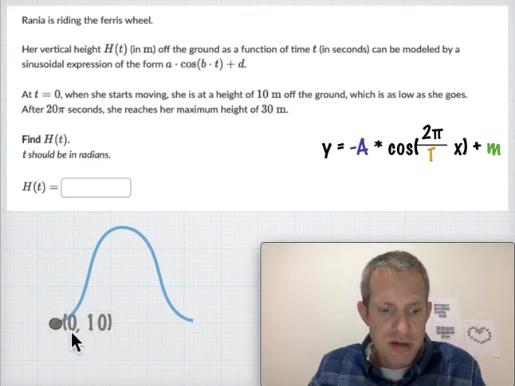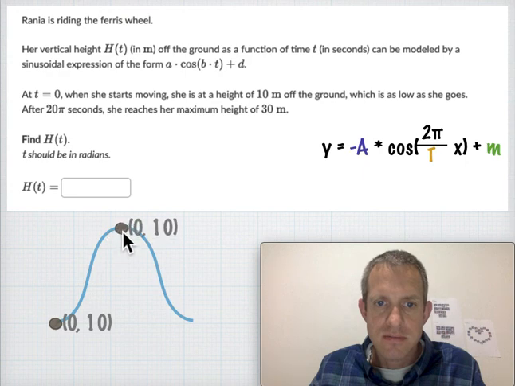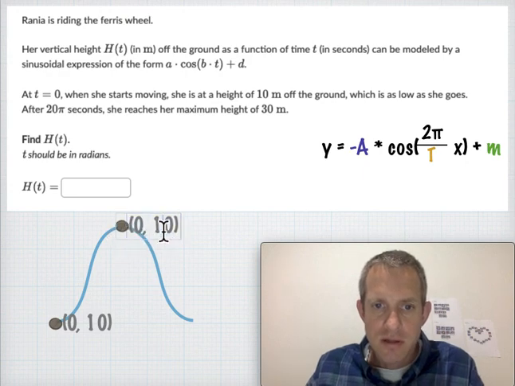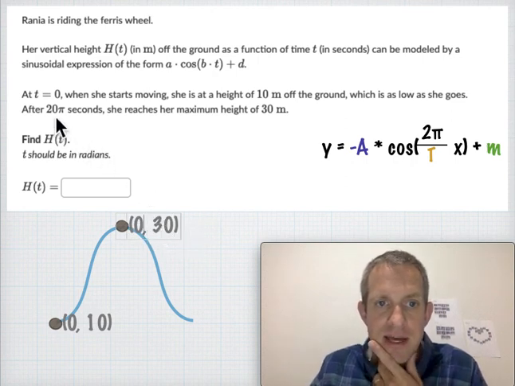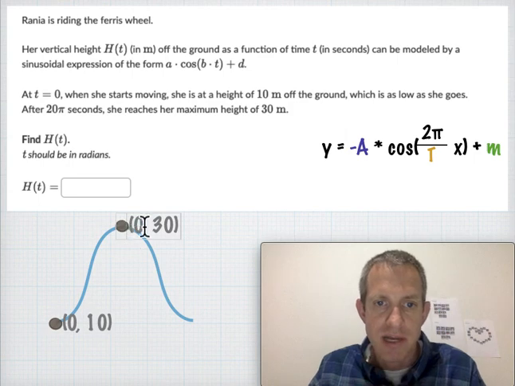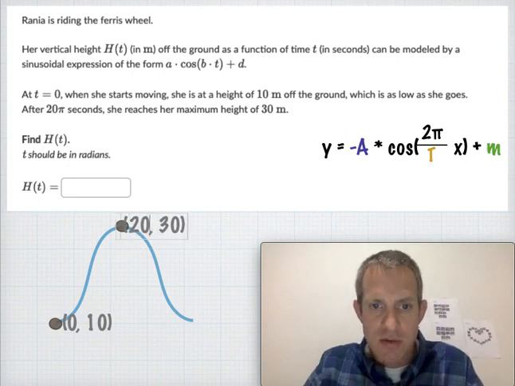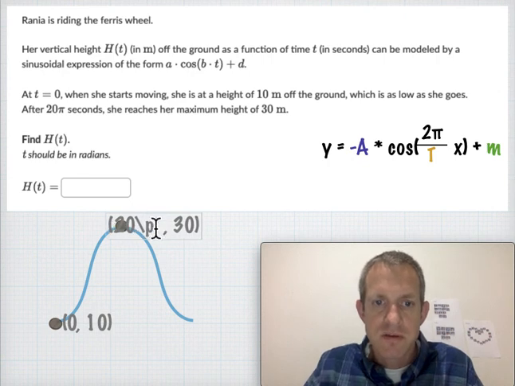And she reaches her maximum height up here. That was a height of 30 meters, so y-coordinate of 30. And it happened at a time of 20 pi. And so that's our x-coordinate, or our t-coordinate, if you will. Pi. There we go.